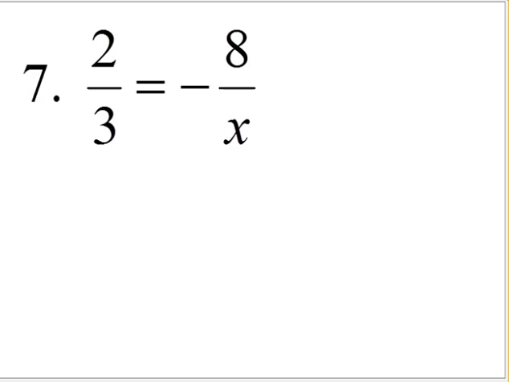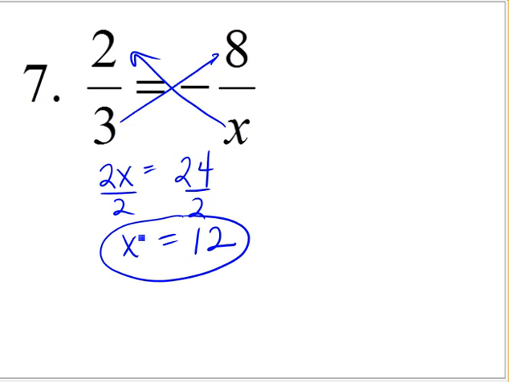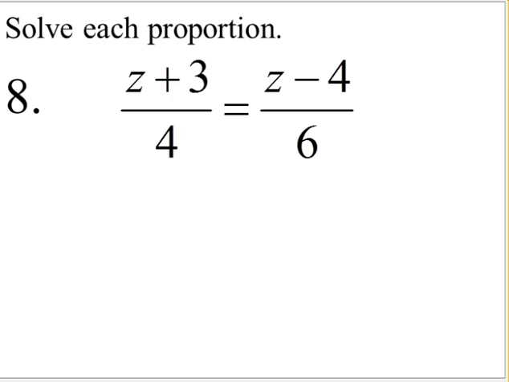Yet another example of this would be cross multiplying here. 2x equals 24. Divide by 2 on both sides, and I get x is equal to 12. These are very simple proportions. What we will do now is just another proportion that's a little bit more complex. That would be this one.